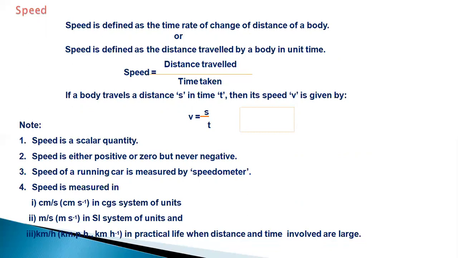Okay, this is about speed, and there is one more quantity, that is velocity. See, speed is a scalar quantity. Distance divided by time, distance per unit time gives us speed, and displacement per unit time gives us velocity. So therefore velocity is a vector quantity.